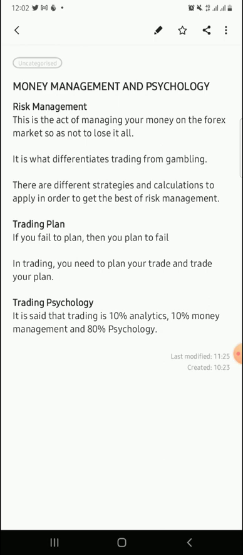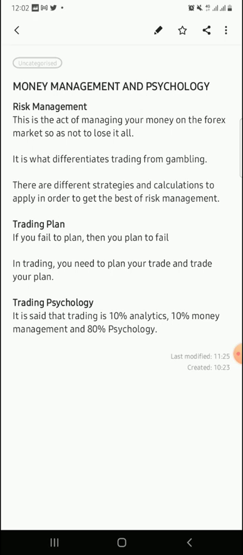And now let's look at risk management. Risk management is the act of managing your money on the forex market so as not to lose it all. Remember, I said you're the one that deposits money into your broker, so it is your own choice how much you want to deposit. Most brokers allow you to deposit a minimum of $10. You can only deposit with your local currency, and then they'll convert it to dollars for you, because you can see on my MetaTrader 4 app, it's only dollars we can trade with. Some allow you to trade with any other currency of your choice, but it's best to trade with dollars so that you'll be able to understand whatever calculation has to do with pips and lot size.